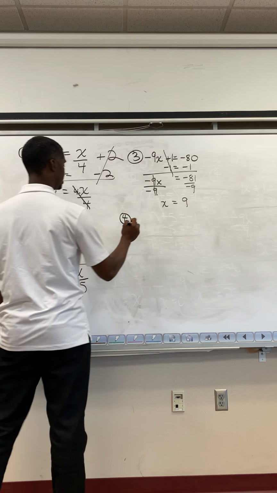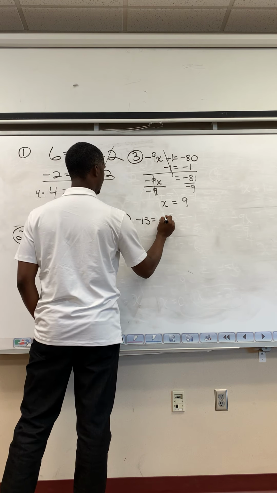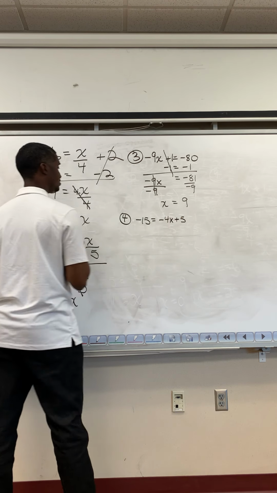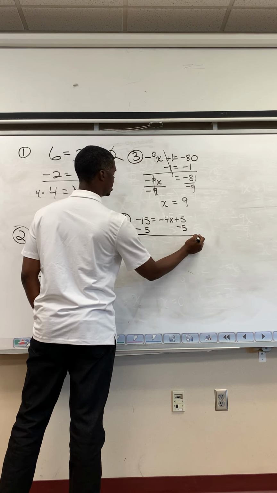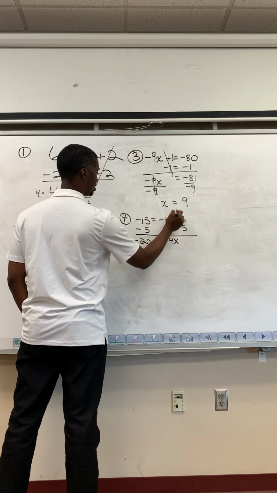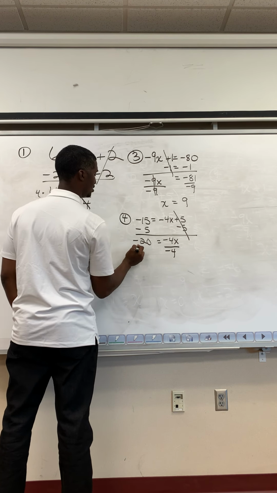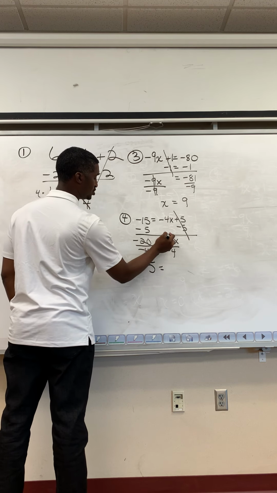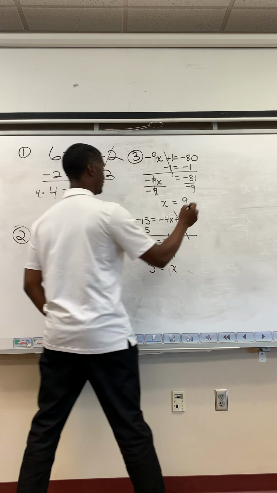Number 4 problem is negative 15 is equal to negative 4x plus 5. I'm gonna subtract 5 on both sides. That's gonna leave us with negative 20 is equal to negative 4x. That became 0. Then I'm gonna divide both sides by negative 4. Notice how I keep my paper nice and neat. That leaves us with 5 is equal to 1x. Don't need the 1. Number 5.